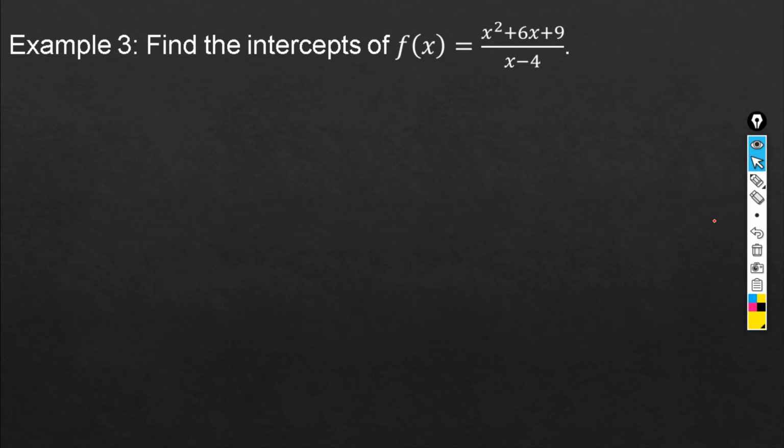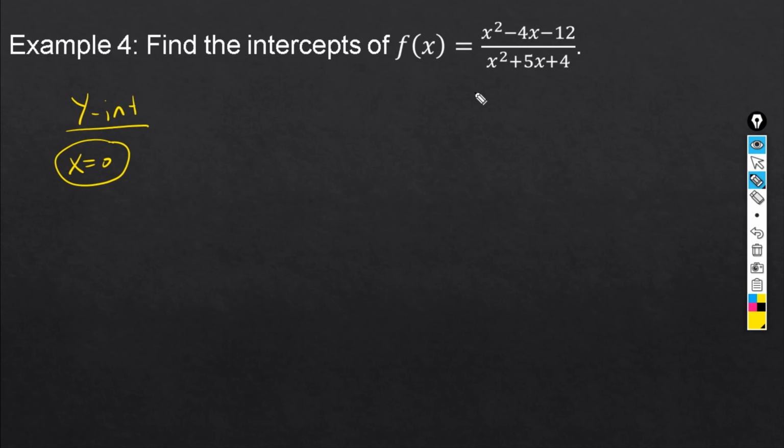Last example. Example number 4. Find the intercept. Hanapin muna natin si y-intercept. Si y-intercept, x is 0. Kung si x is 0, cancelin nyo si x. Matitira sa given natin is negative 12 over 4. Lowest term, negative 12 divided by 4 is negative 3. Ibig sabihin, yung graph natin mag-intersect sa y-axis sa negative 3.